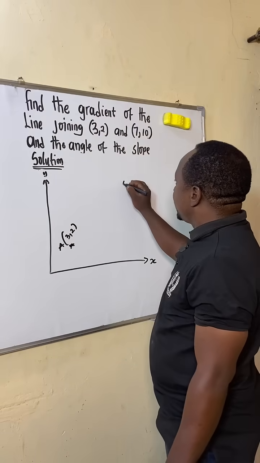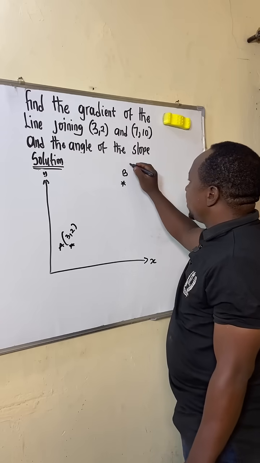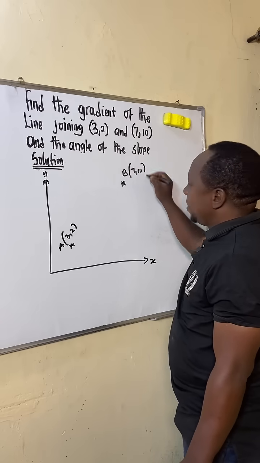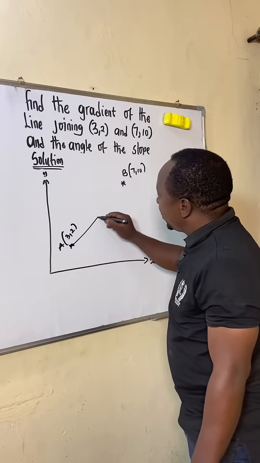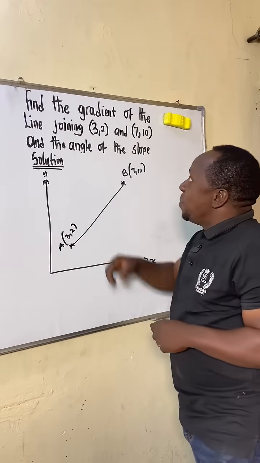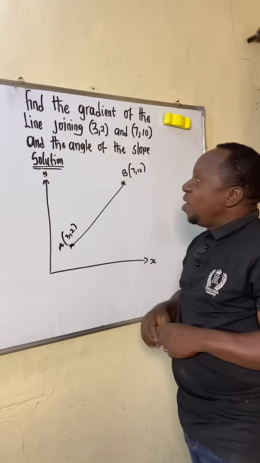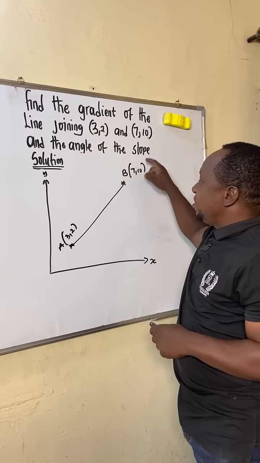Let's pick another point. Let's call this point B. Let the coordinate be (7, 10). If we join these 2 points together, we have formed our straight line. We are asked to find the gradient of this line. Another word for gradient is slope.